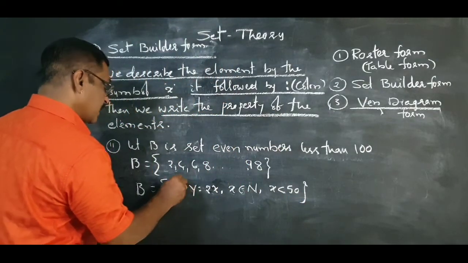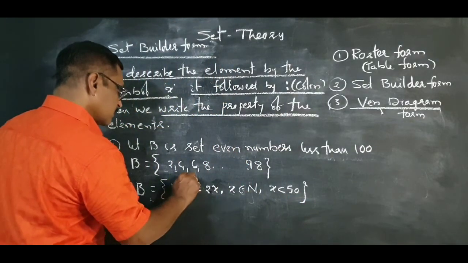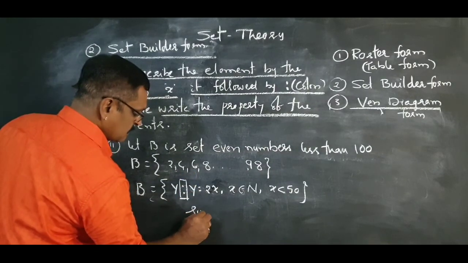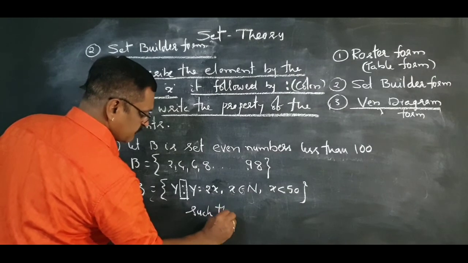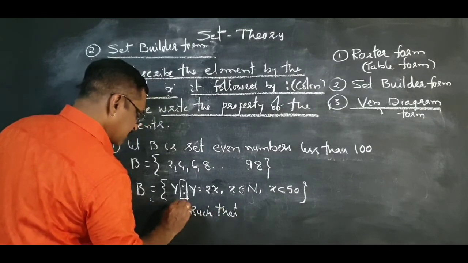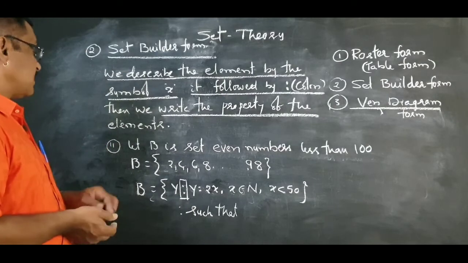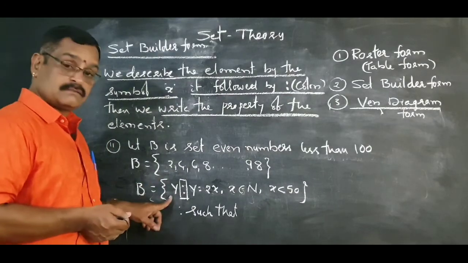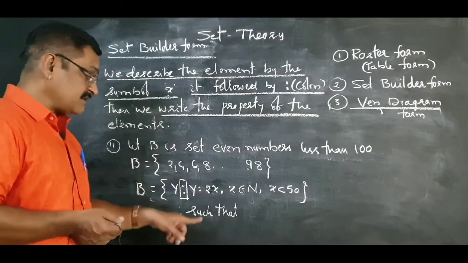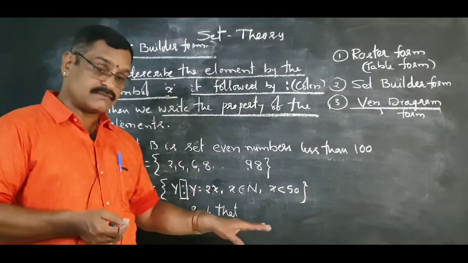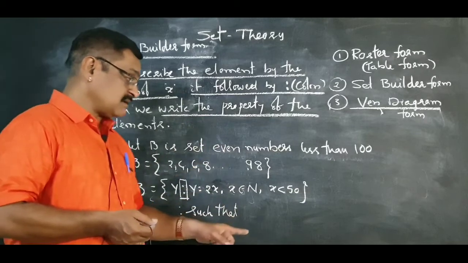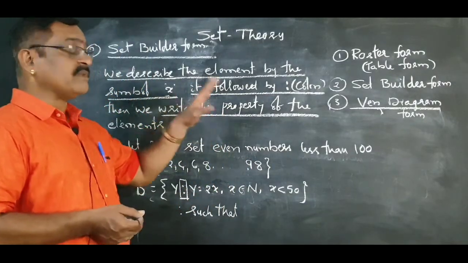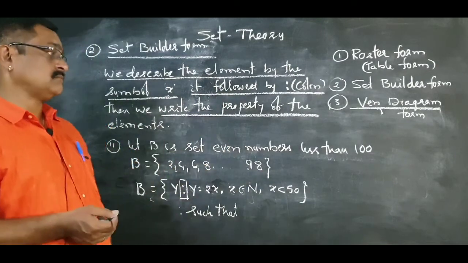Now this colon symbol is read as such that. So here, how do I write? B is equal to y such that y is equal to 2x and x belongs to N and x is less than 50, which is the set builder form.